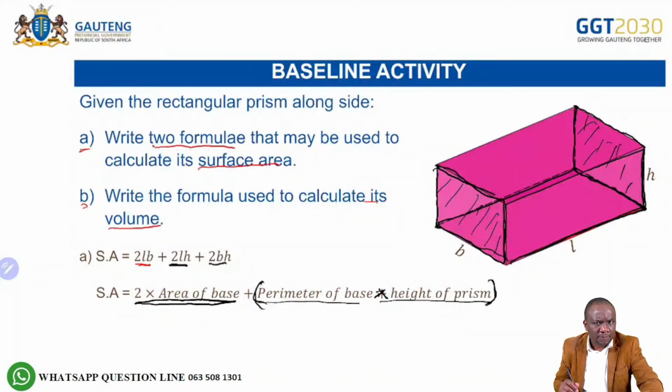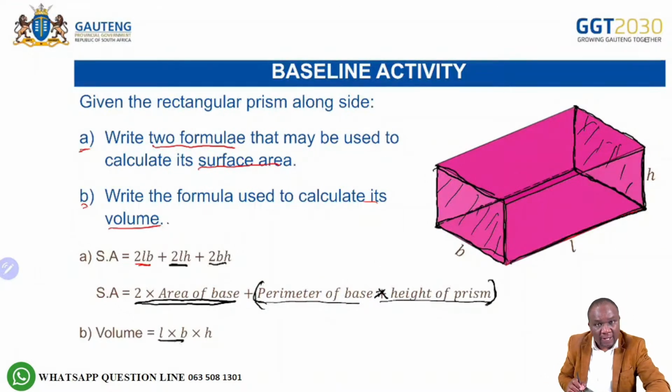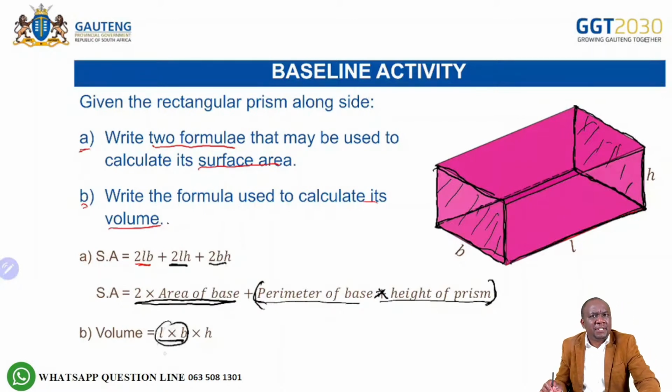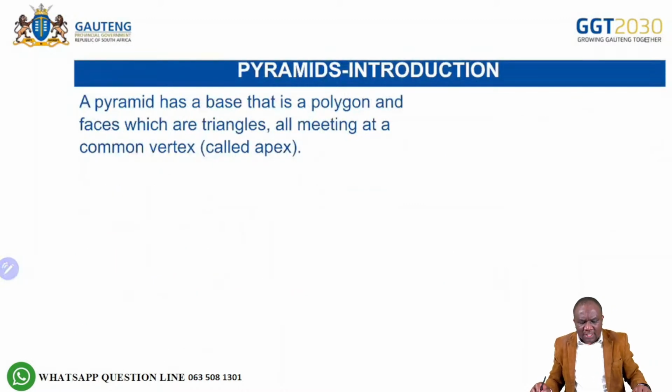Do you remember that? Okay, and then the volume one is very easy. It's just length times breadth times height. And then remember, for a prism, we say it is the area of the base times the height of the prism. Okay, right. Now, let's talk about pyramids.